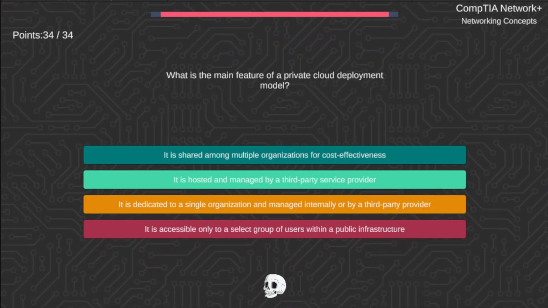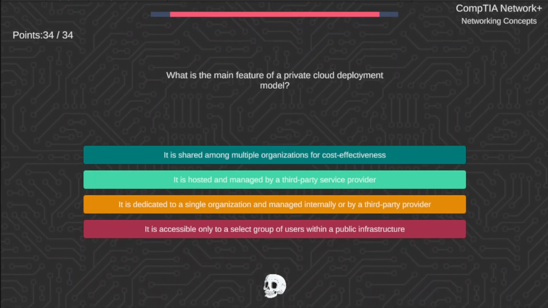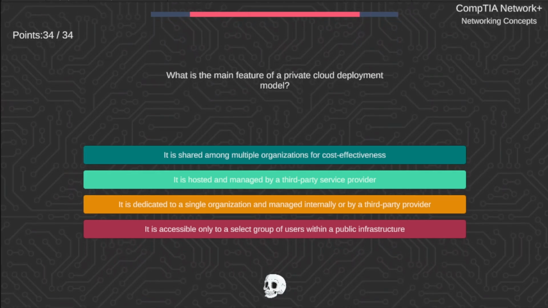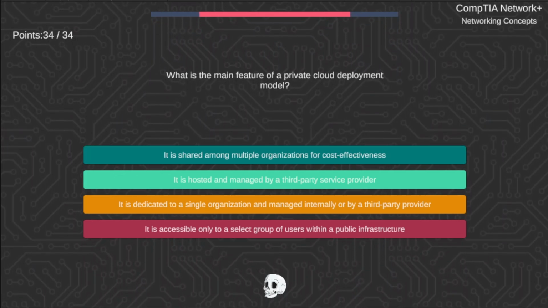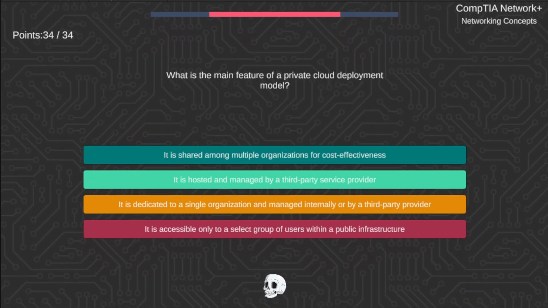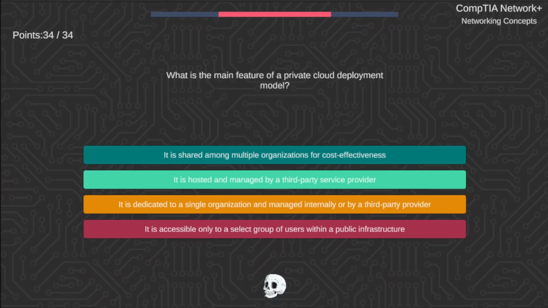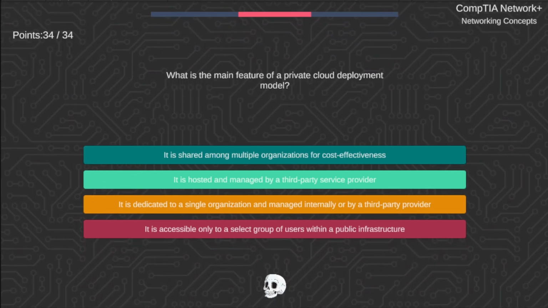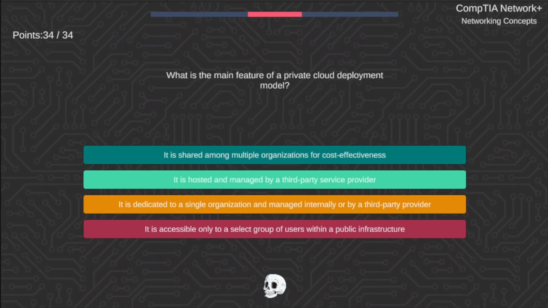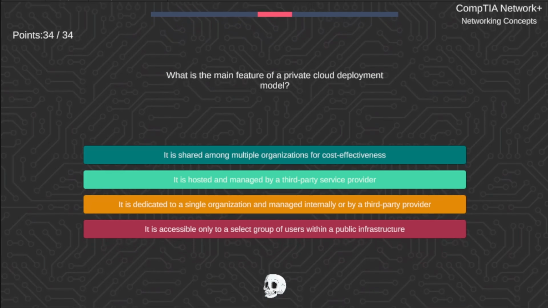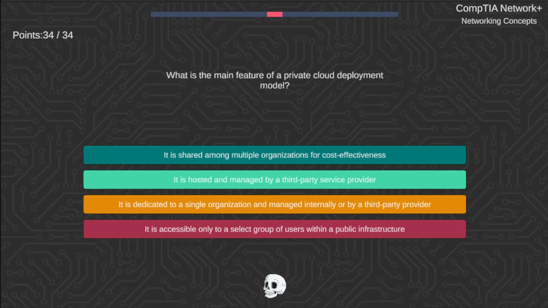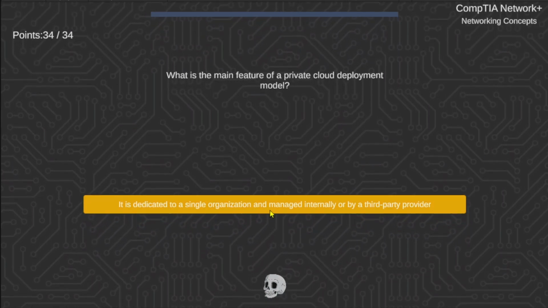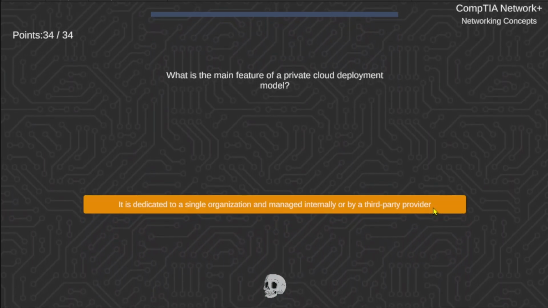What is the main feature of a private cloud deployment model? It is shared among multiple organizations for cost effectiveness. It is hosted and managed by a third-party service provider. It is dedicated to a single organization and managed internally or by a third-party provider, or it is accessible only to a select group of users within a public infrastructure. The main feature of a private cloud deployment model. Correct answer is it is dedicated to a single organization and managed internally or by a third-party provider.